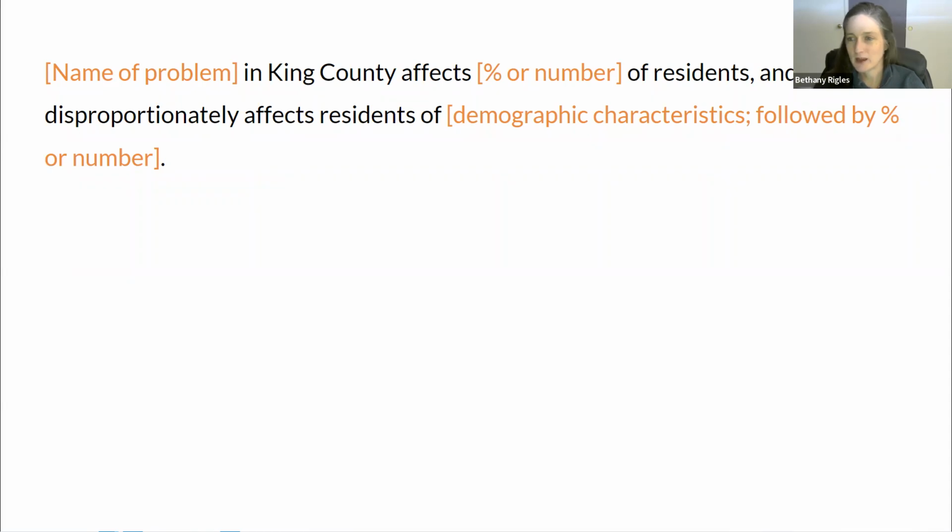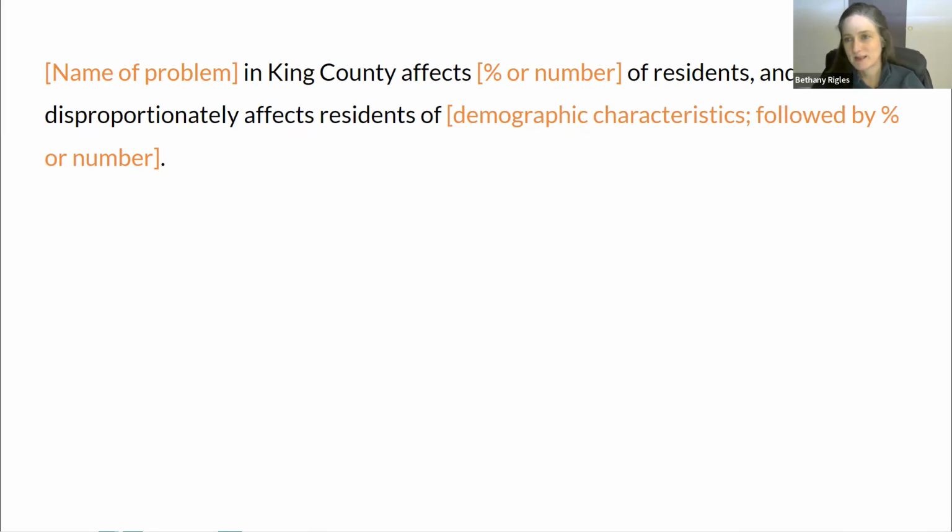Oh, great. Okay, so Ben says in King County, so we'd say halitosis in King County affects 27% of residents and disproportionately affects residents of Garlic Gulch. Great.